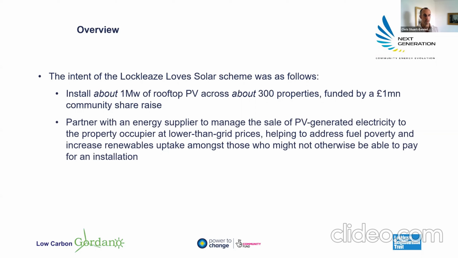In order to make a business model out of it, we needed to partner with an energy supplier who would manage the sale of PV generated electricity, which would be sold to the occupants and the consumers at lower than grid prices, which would help address fuel poverty. The intention was to focus on properties that were in more deprived parts of Bristol and increase renewables uptake amongst those who might not otherwise be able to pay for an installation. So we front up the capital, we stick the panels on the roofs, they still get a benefit. We would then pay back the community investors that gave us the money through the fundraise over a 25-year period via the surplus that would be generated by the financial model.